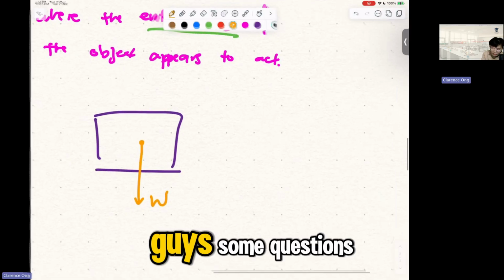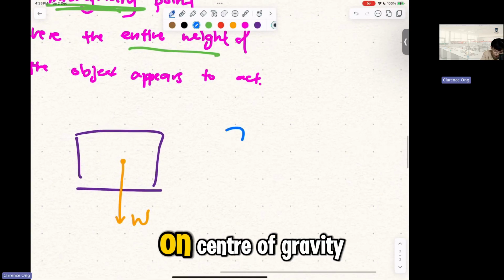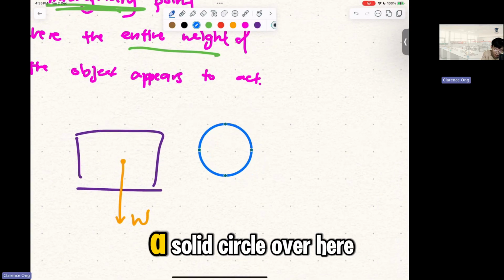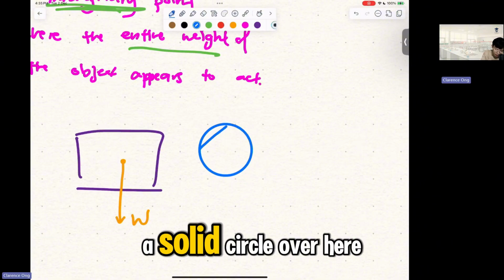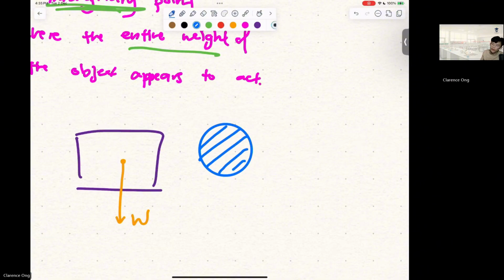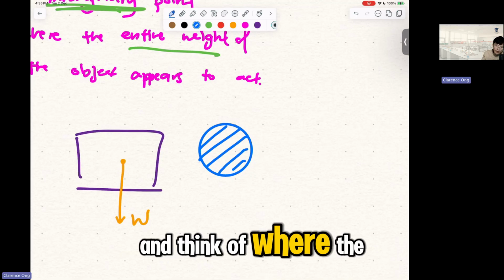So let me give you guys some questions on center of gravity. So let's say you have a solid circle over here. Okay, I'll give you 3 seconds to pause and think of where the center of gravity might be.